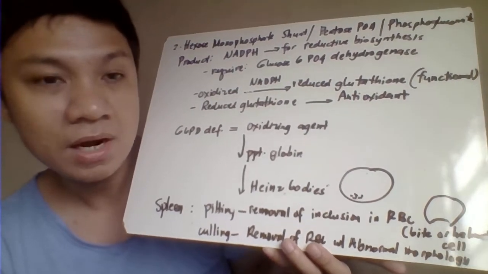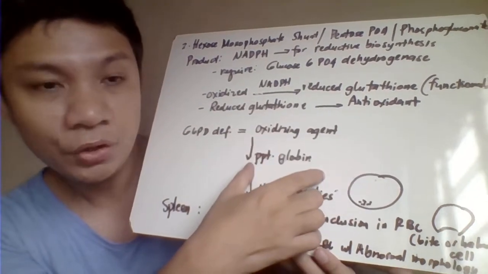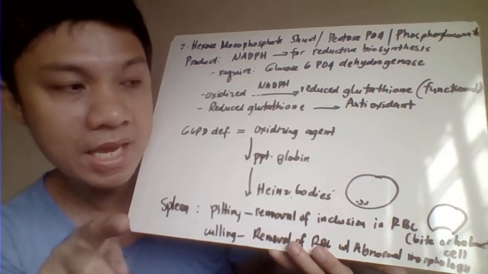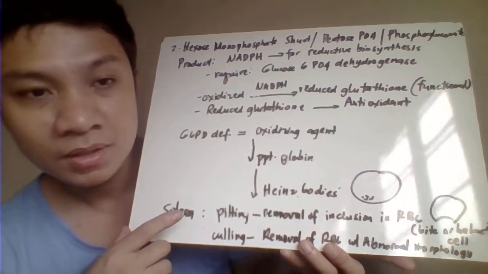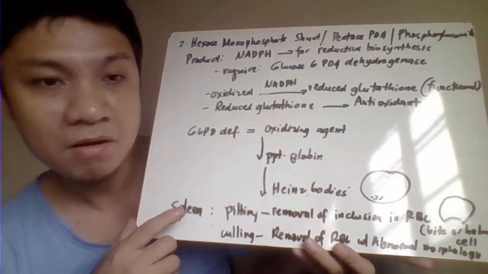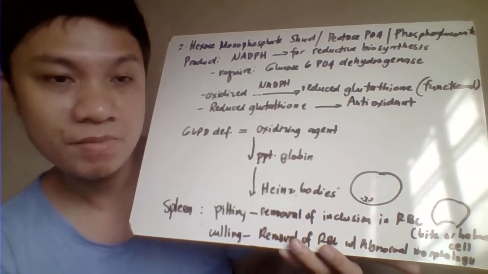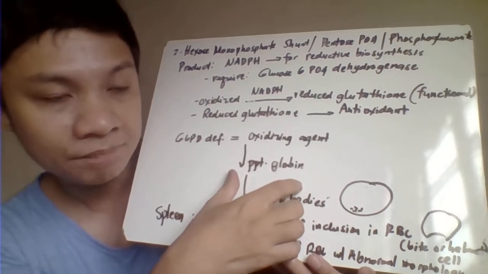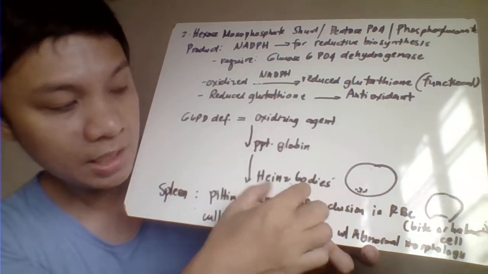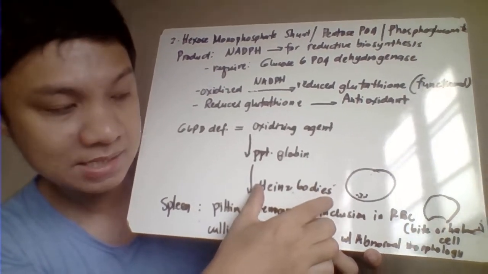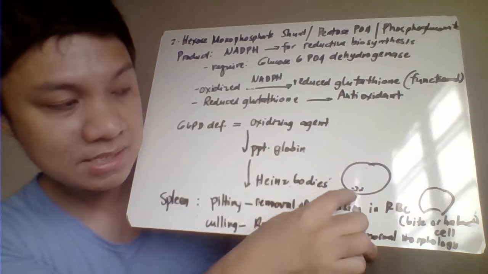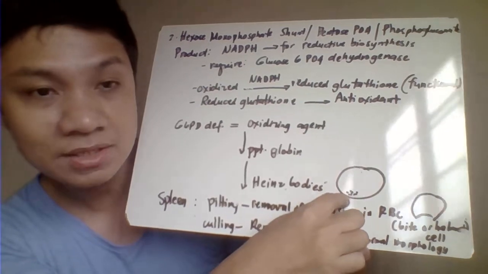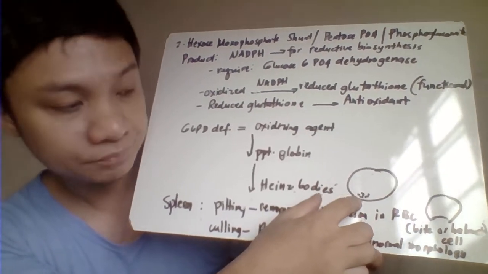Without protection of our RBC, your hemoglobin, specifically the globin component of your hemoglobin, remember that your hemoglobin is made up of your heme and the globin, right? So the globin portion of your hemoglobin will be precipitated. When it precipitates, it will form your Heinz bodies. Heinz bodies are usually found on your periphery, at the edge of our RBC.